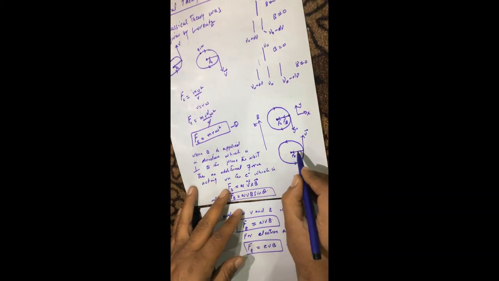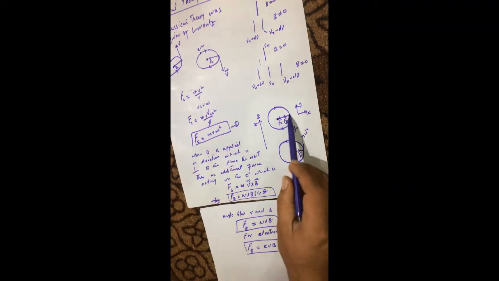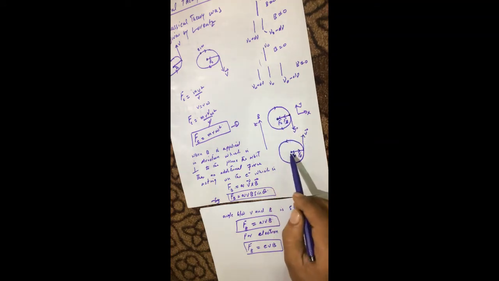While in the case of anti-clockwise motion, the direction of magnetic force will be away from the center. This is F_B. So here the magnetic force is toward the center, here the force is away from the center. You can find it by using the right hand rule.